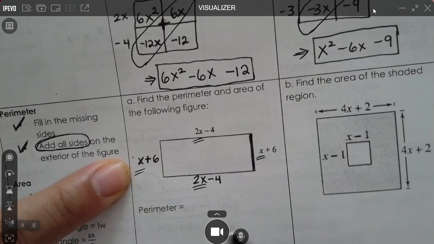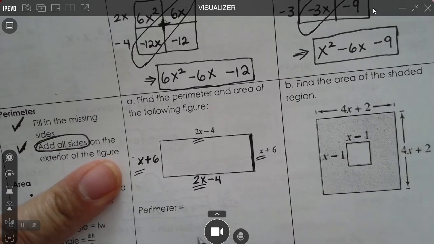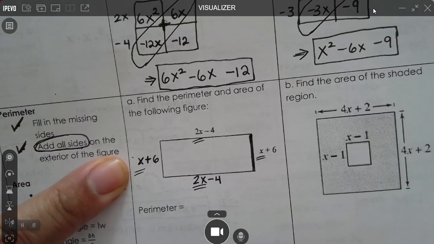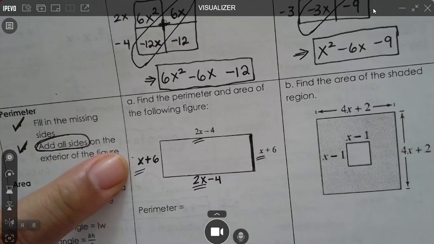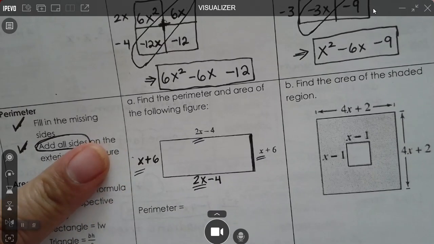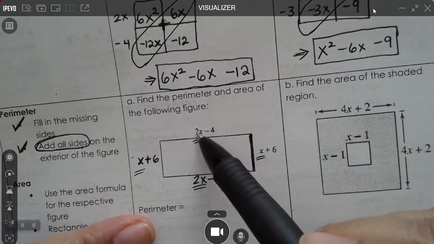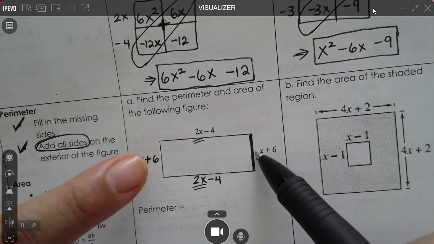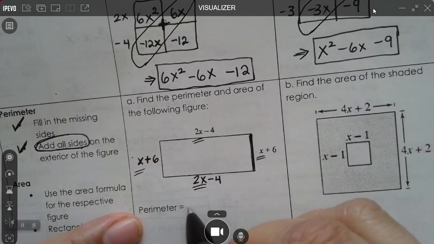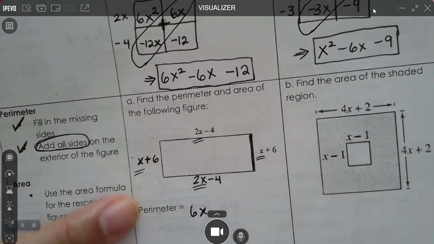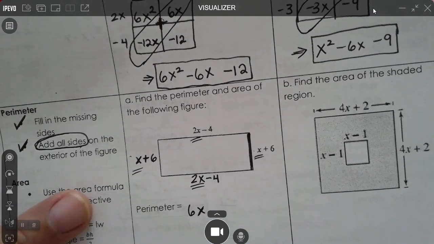All right, so how many do we get? It should be 6, right? Because 2 plus 2 is 4, and then 5 and then 6. So it should be 6x. Now add the constants.